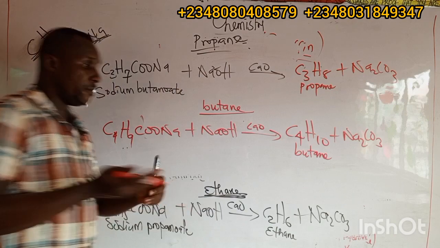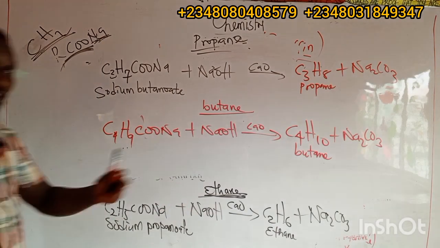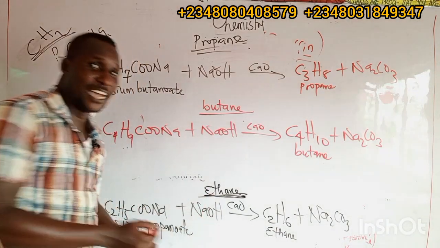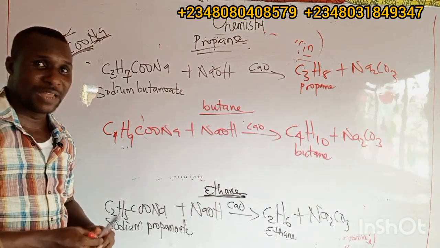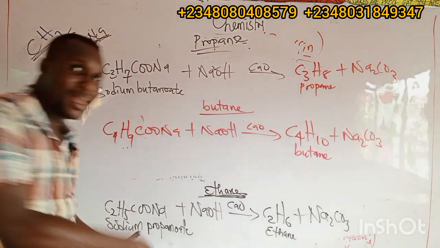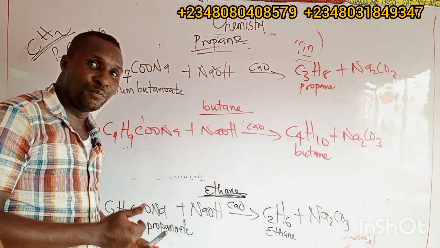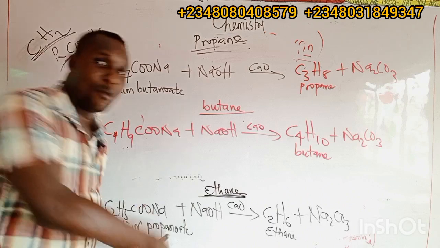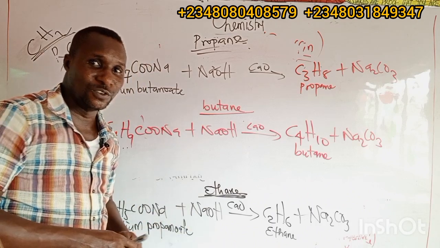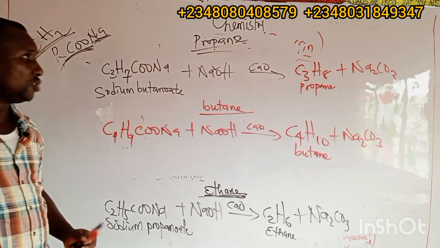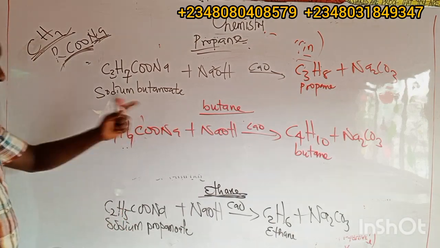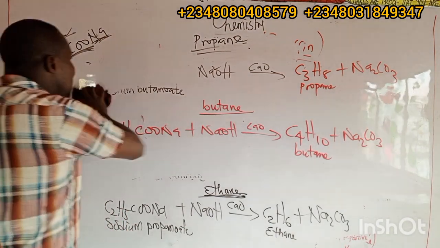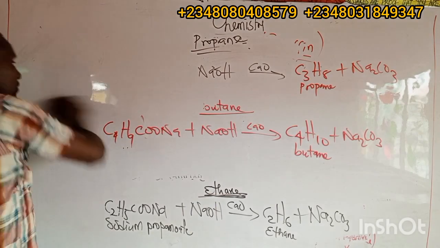You can prepare pentane. What will you use? You will use sodium hexanoate. If you want to prepare hexane, you will use sodium heptanoate. If you want to prepare heptane, you will use sodium octanoate. Take note of that. That is your preparation, the decarboxylation process. That is it. Let us go to the physical properties.